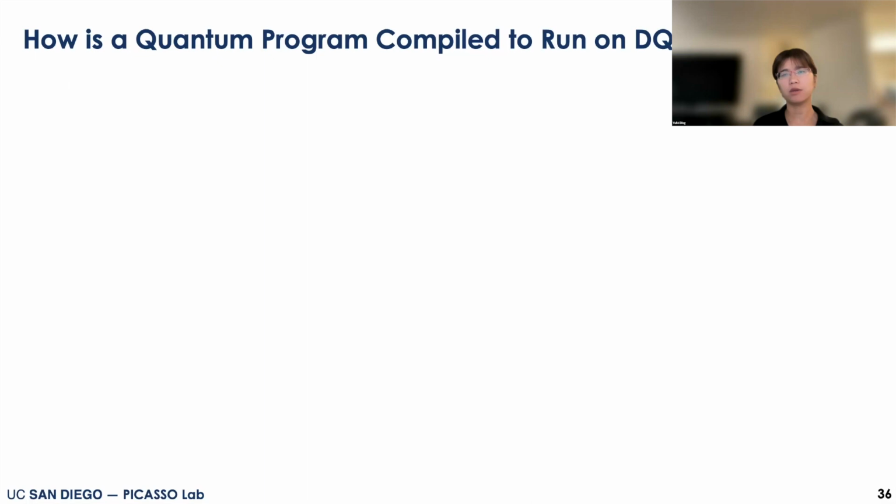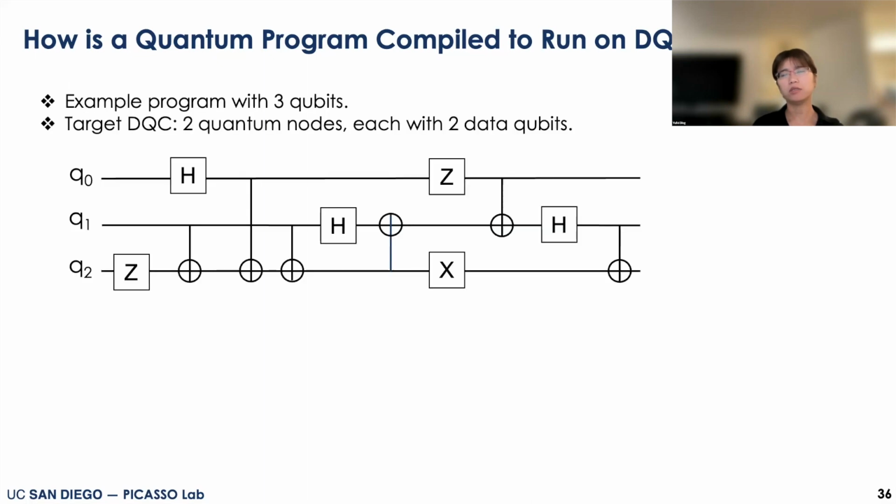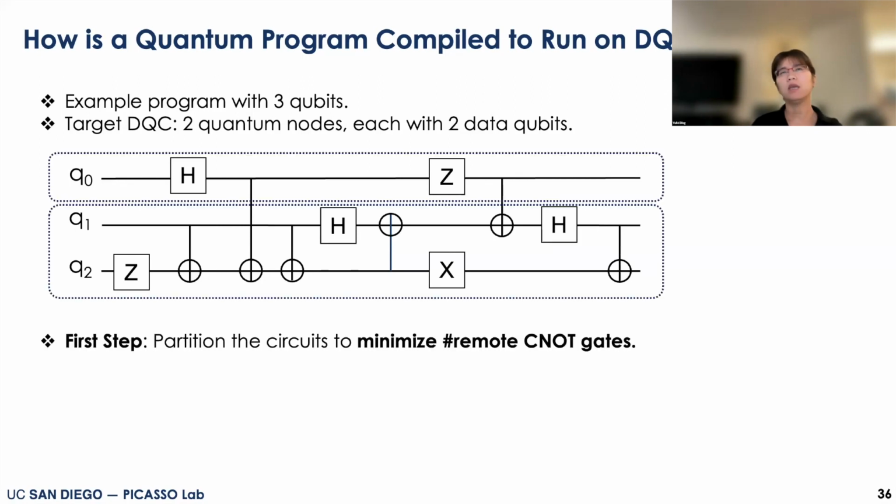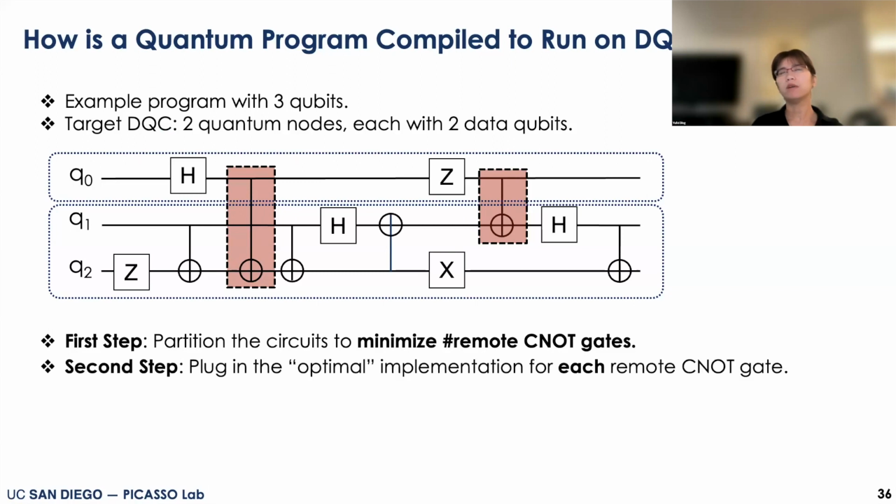The first question is, how can you run your program on it? Just to give you an illustrative example, suppose our program has 3 data qubits, and you have 2 machines, each of which only has 2 qubits. How can you run it? One general idea is to partition the circuits. One of the things we want to optimize is the inter-node communications, or inter-node gates, the remote gates. And once you have abstracted these remote CNOT gates, you just need to plug in the optimal implementation for each remote gate.